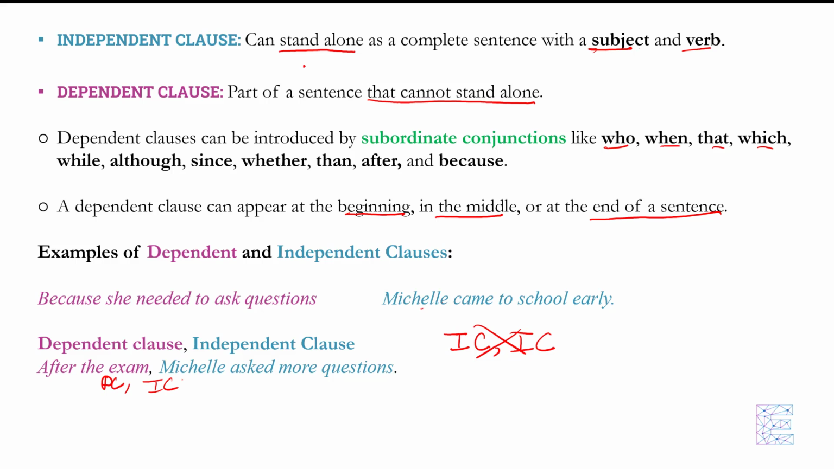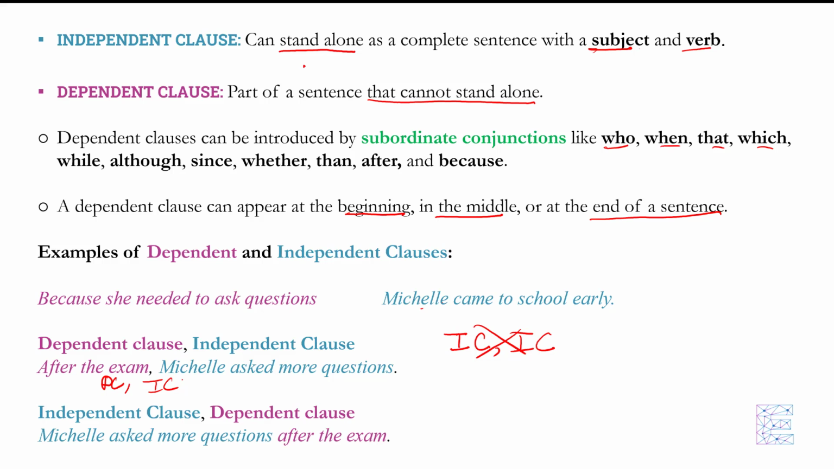Or rather, there's another way to do this. Sometimes you might have the independent clause at the beginning of a sentence. So, Michelle asked more questions after the exam. Notice that this time around, we do not need a comma between those. All right, so let's move on to what I promised we would see momentarily, which is the various sentence formulas.